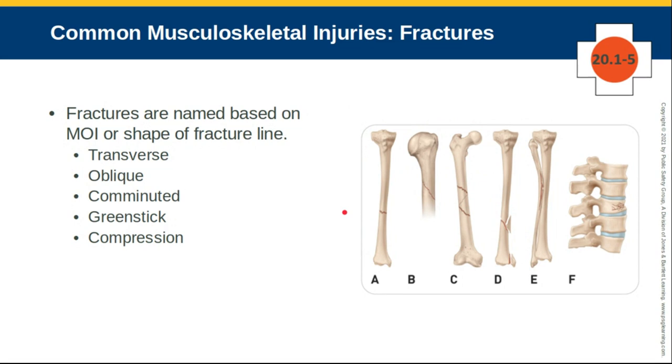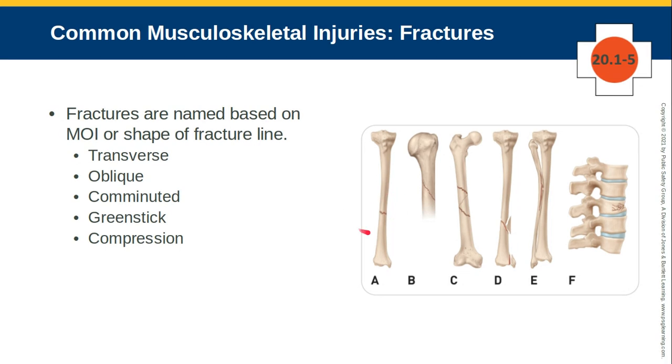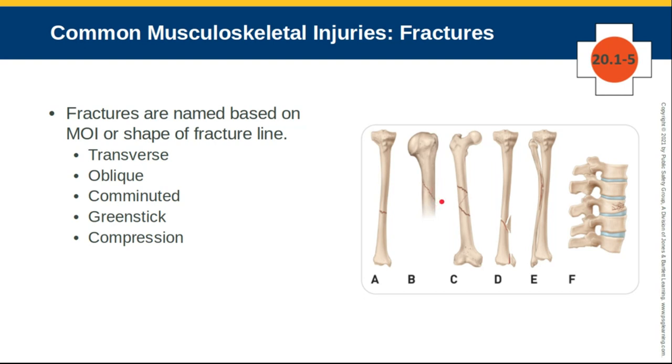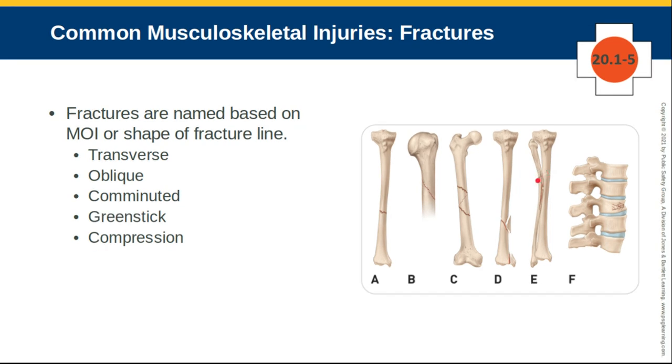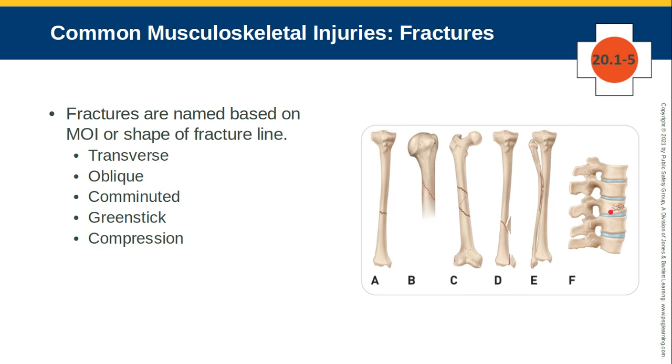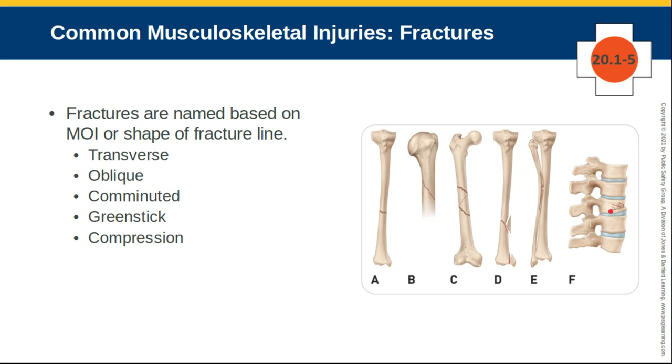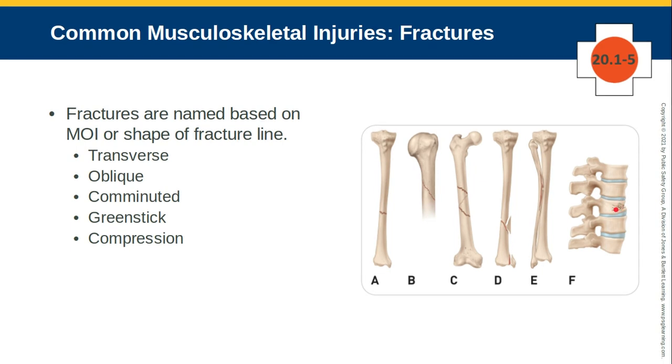Additionally, we can classify fractures on the shape of the fracture line. Transverse simply means across. Oblique means at an angle. A comminuted fracture is one in which we have small bone fragments associated. A greenstick fracture is common in pediatric patients. It's a bend but not quite break sort of a fracture. And a compression fracture, again, as the name describes, imagine falling from a height and jarring your back so strongly that we end up with a compression fracture in the vertebrae, as shown here.